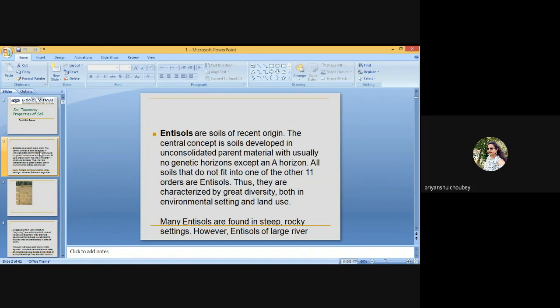The differentiating properties of the 12 soil orders: first one is Entisol. Entisols are soils of recent origin.